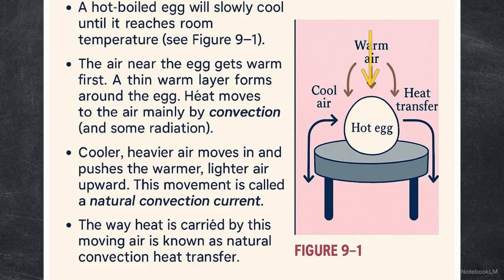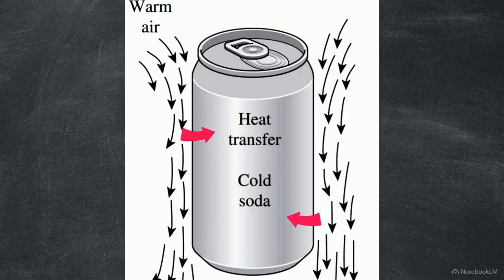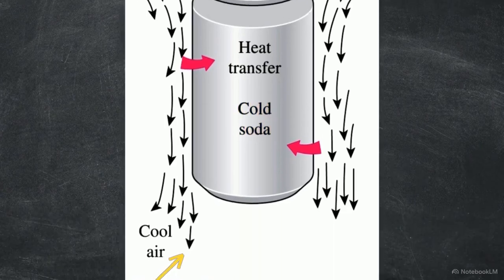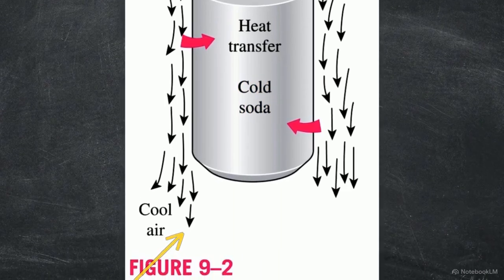Take a look at this diagram of a hot-boiled egg. Heat transfers to the air right next to the shell, making that air expand, become lighter, and rise upward. We see the exact opposite effect here. With a cold can of soda, the adjacent air cools, becomes denser, and sinks. This invisible cycle, moving fluid continuously without a fan or a pump, is natural convection.